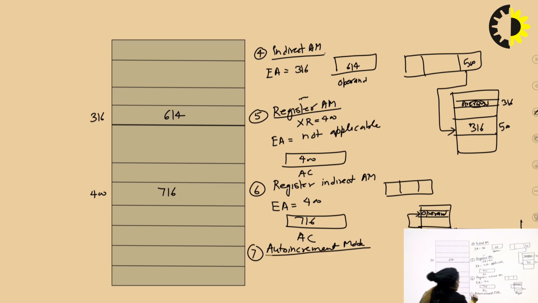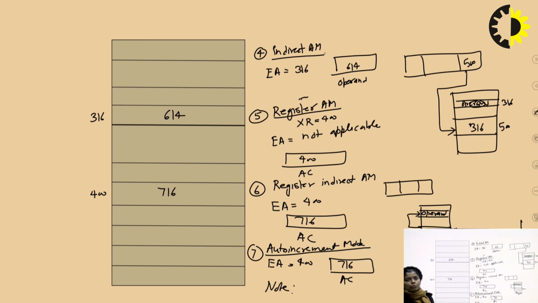The next is auto increment mode. Auto increment mode is the same as register indirect addressing mode. The effective address is 400 and the accumulator value is 716. You only have to write the note that after the execution of the instruction, the effective address will be incremented by 1.